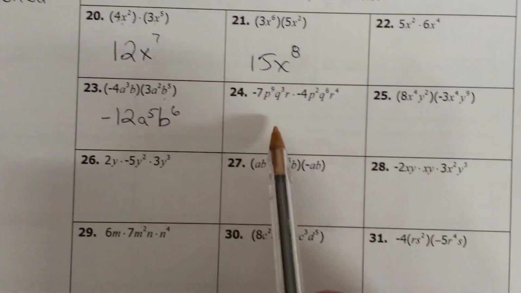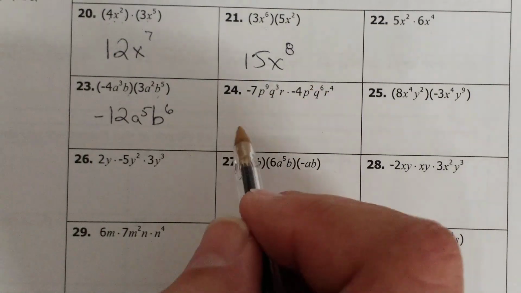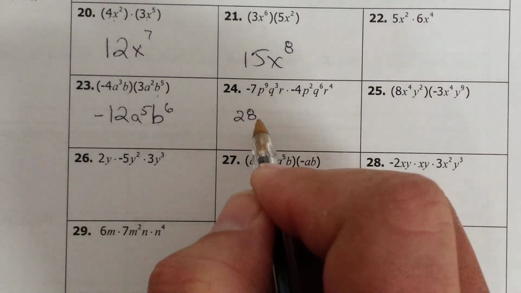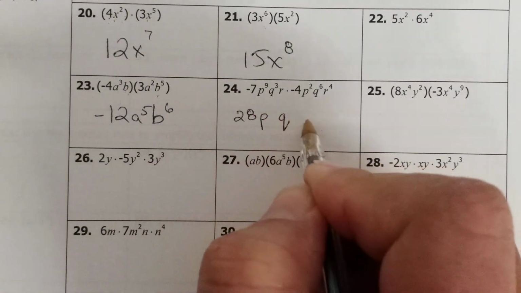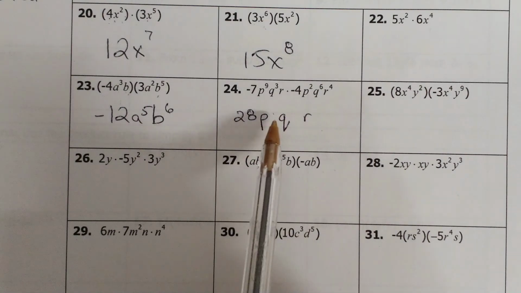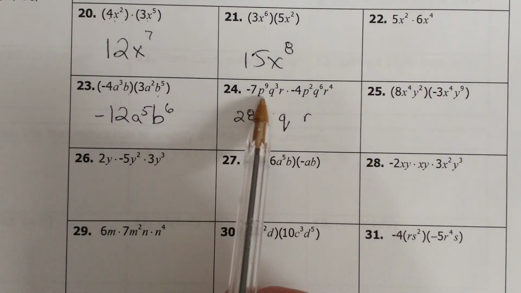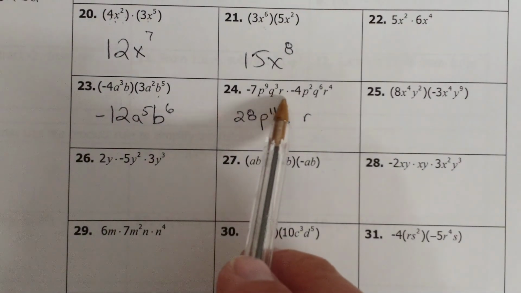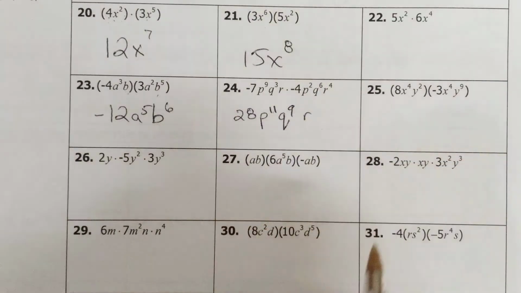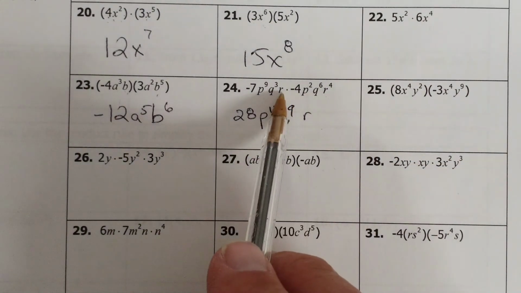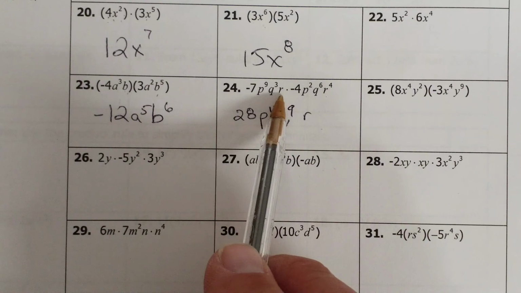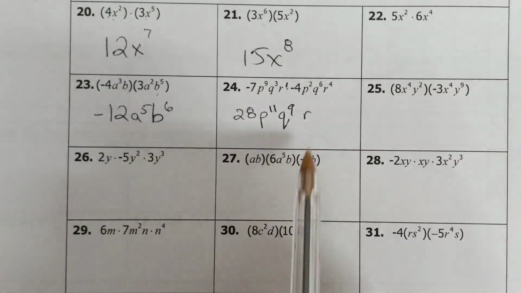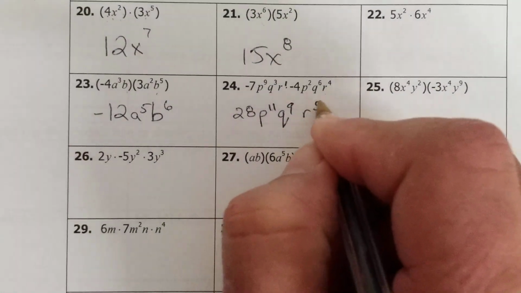Look at number 24. Multiply the coefficients. Negative 7 times negative 4 is positive 28. We're going to have a p, we're going to have a q, and we're going to have an r, and we're going to have new exponents on all of them. For the p's, there's 9 there and 2 there, so that means 11. For the q's, there's 3 here and 6 here. 3 plus 6 is 9. For the r's, there's 4 here and, well, there's not an exponent on here. But it's not 4, because that is assumed to be a 1. So it's 4 and 1, which equals 5.